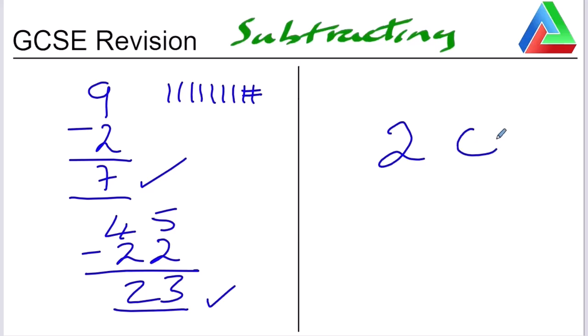Now we're going to look at something like this. 20 subtract 7. And a common mistake is to say 7 from 0 is 7. It isn't. You cannot take 7 from 0. There's nothing to take from. So what do we have to do here?